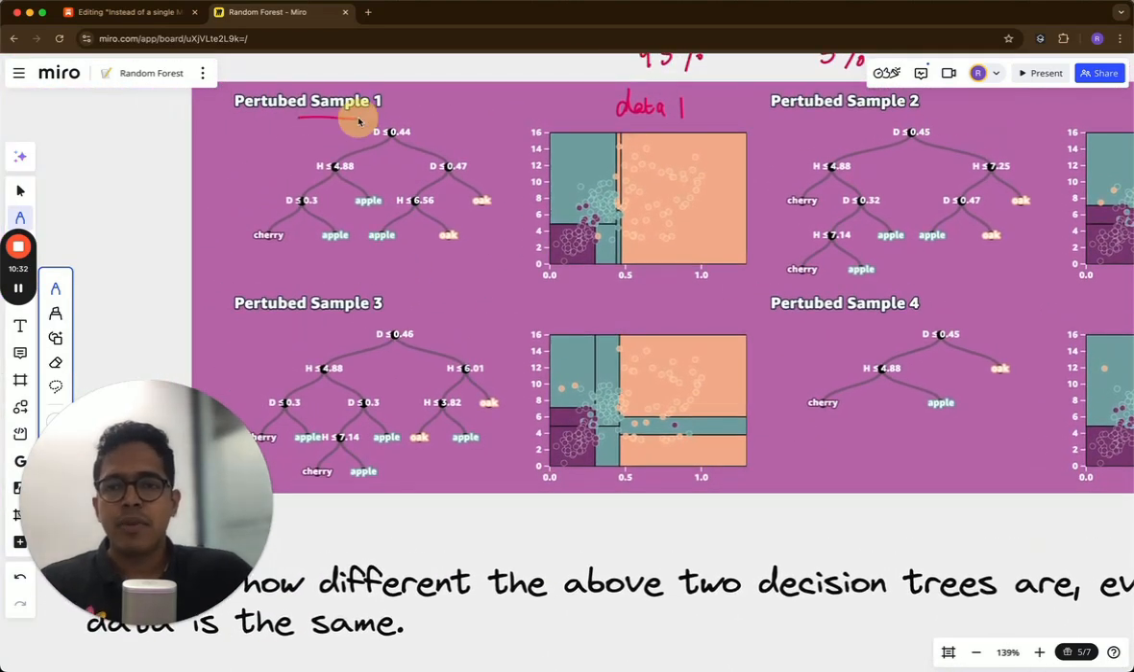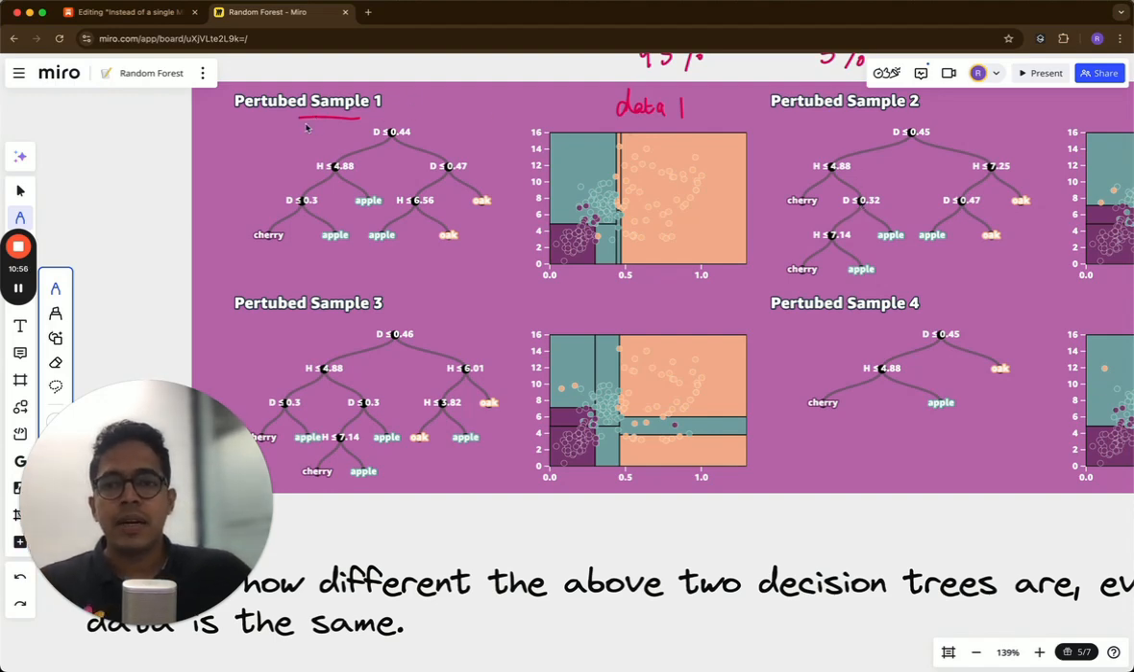So for sample 1, the decision tree structure looks like this. The threshold values are different at different nodes, and so is the feature being used. Here, I think there are 2 features: one is height and one is diameter. H is height and D is diameter. So they are using thresholds for height and thresholds for diameter for splitting the data at every node.